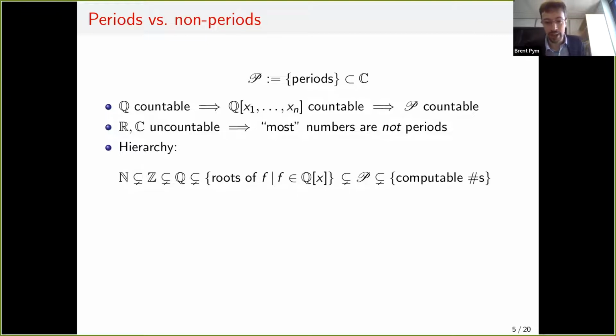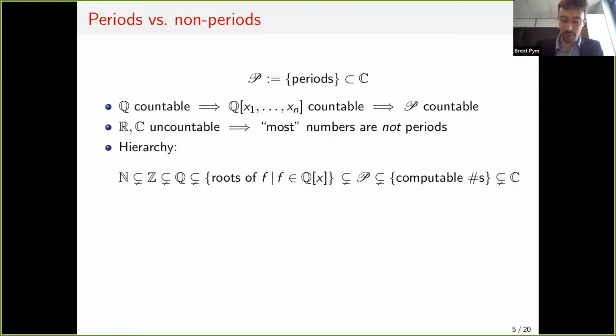On the other hand, there are bigger classes of numbers. For instance, there's a set of numbers called the computable numbers. A computable number is one where you can give an algorithm to calculate the decimal expansion to arbitrary order. Turns out that every period is computable in that sense. So in principle, you can write down an algorithm to calculate a period to arbitrary accuracy.